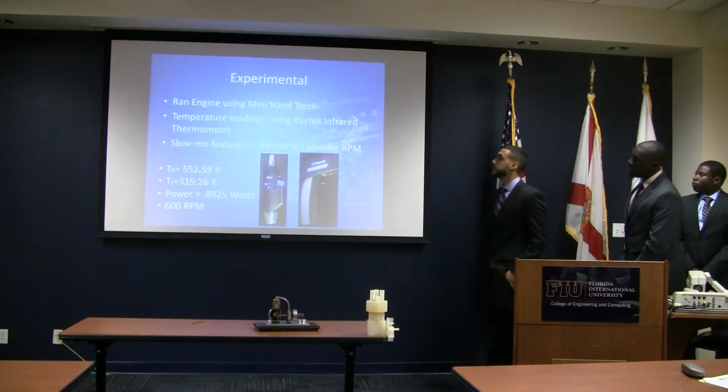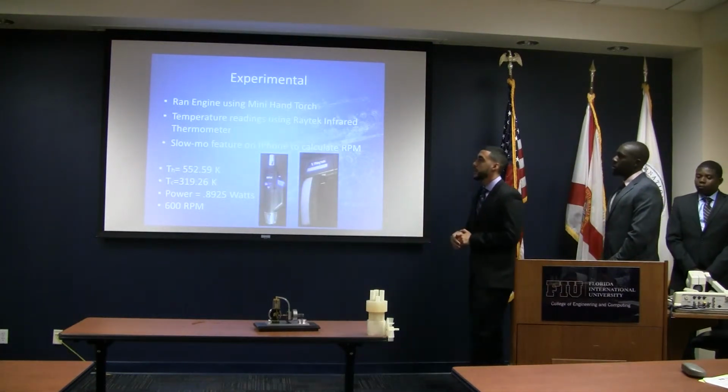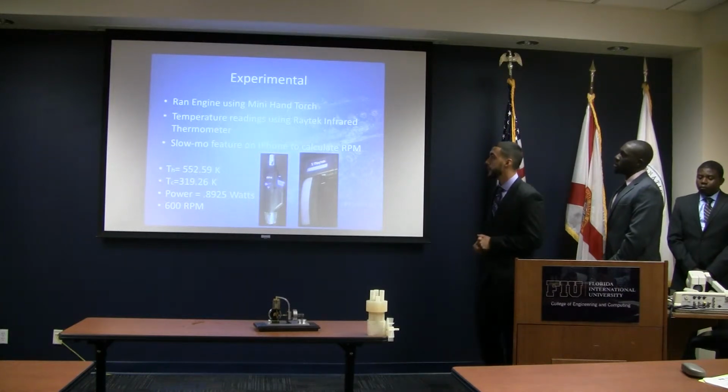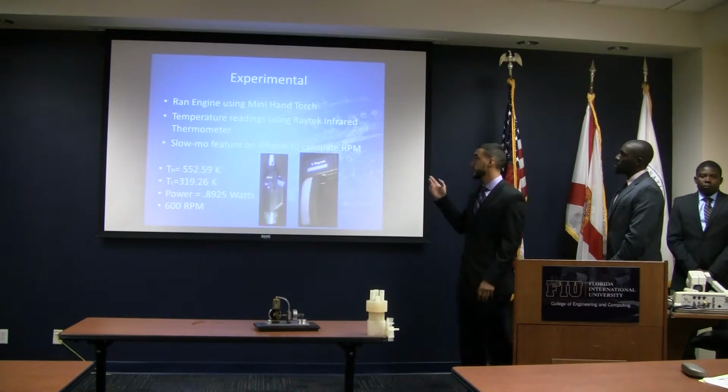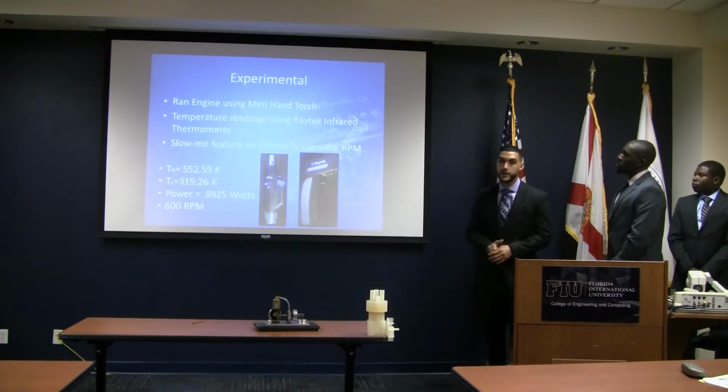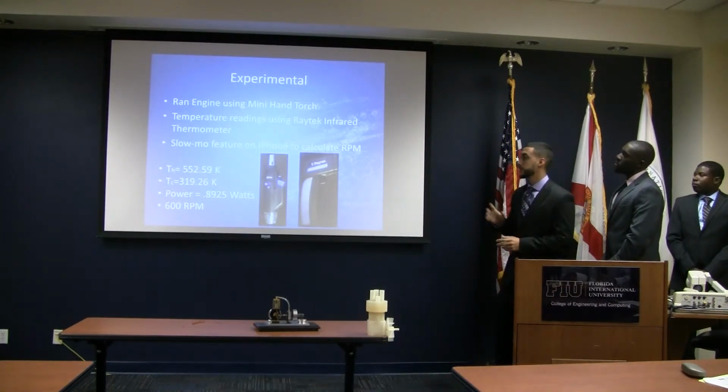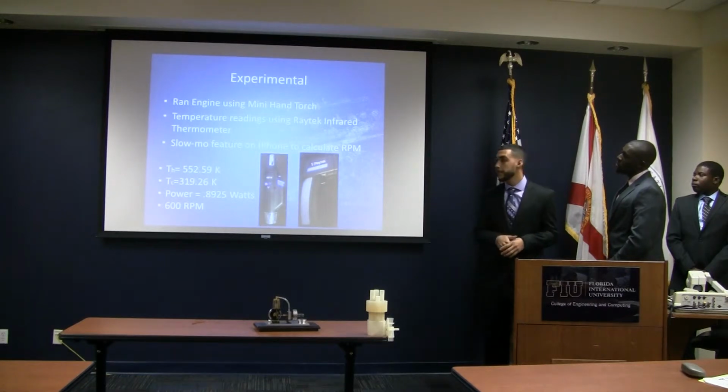For these trials of the experiment, we ran the engine using a mini hand torch, and then we got actual temperature readings of the hot and cold cylinders using a Raytek infrared thermometer. And to calculate the RPMs, we just used the slow-mo feature on the iPhone.